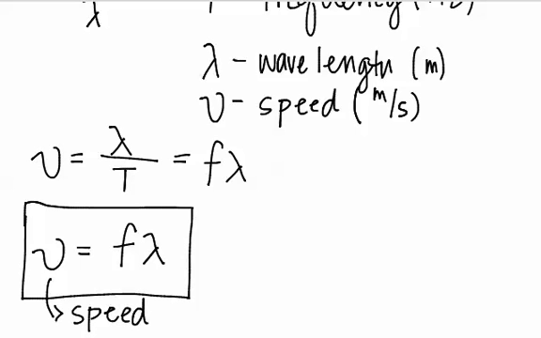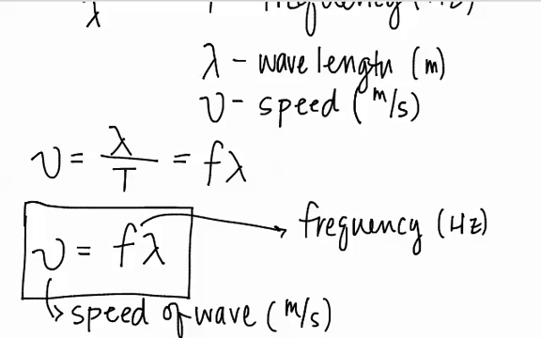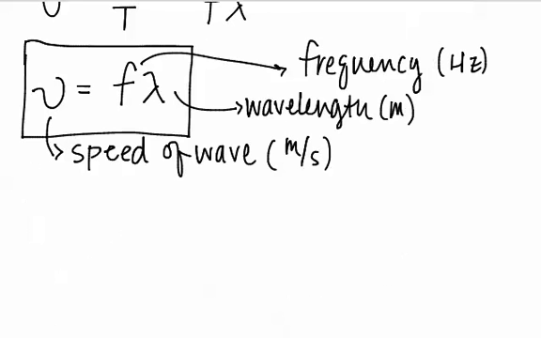The one-eye box is good enough. So the speed of the wave in meters per second, the frequency in hertz, and the wavelength in meters. All right, so let's look at our standing wave example.